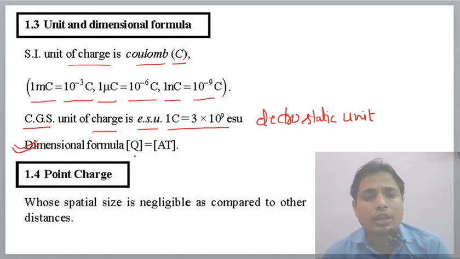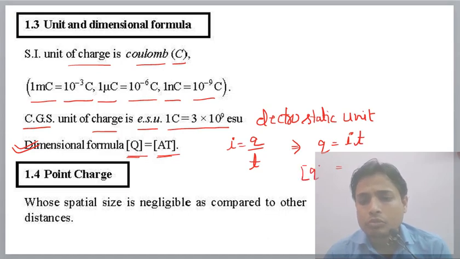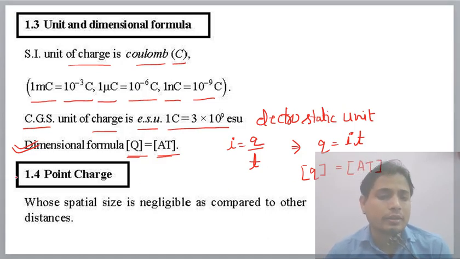Dimensional formula of charge Q is AT. It is taken from the formula you know, I is equal to Q by T. So simply you can say Q is equal to I into T. So the dimension of Q will be: dimension of I is ampere and dimension of T is time. So that's why it is AT.